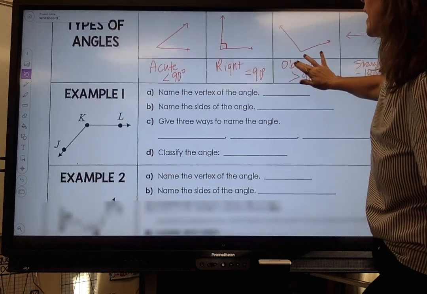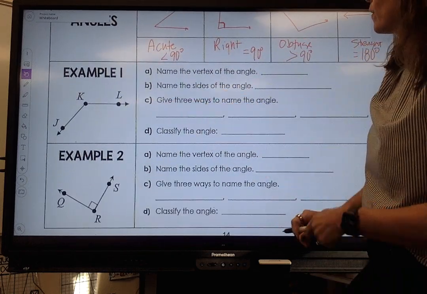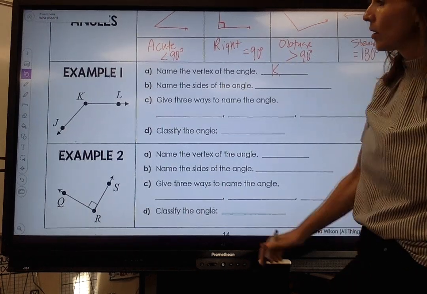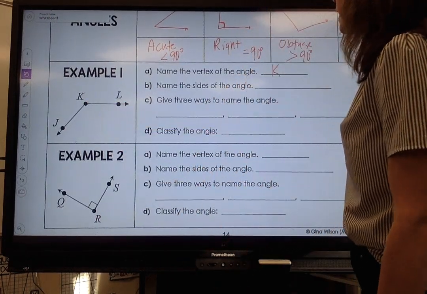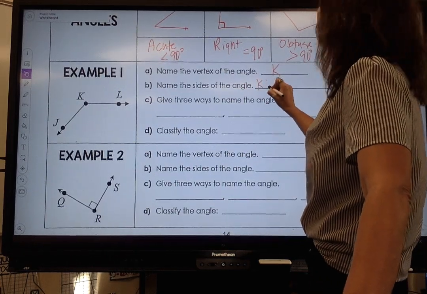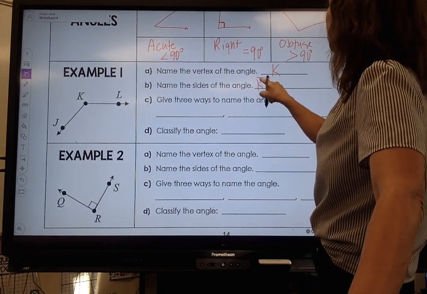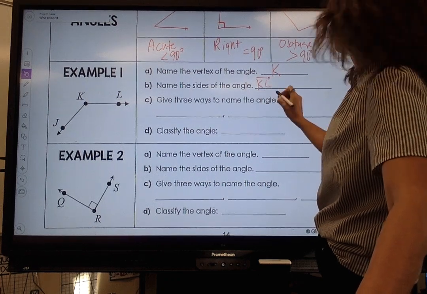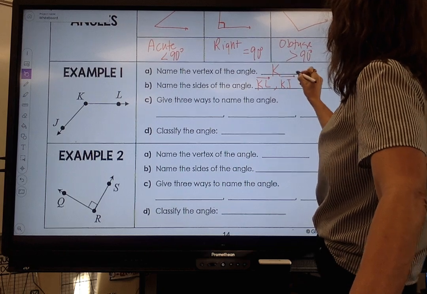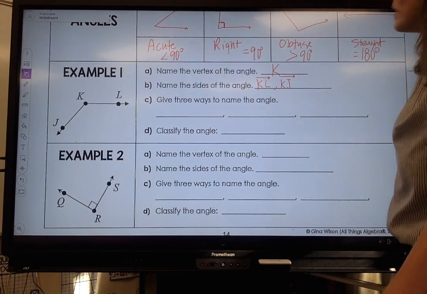When we name the vertex of the angle over here, the vertex is going to be K. It's where those rays come together. If I want to name the sides of the angle, look how I'm labeling it. The sides are representative of a ray, so I have to have that symbol above it. So KL is a ray and KJ is a ray.